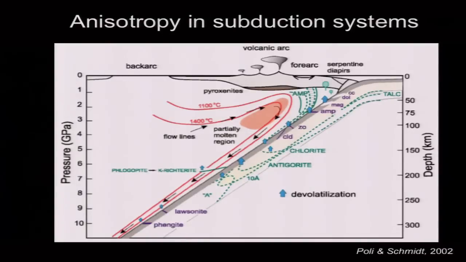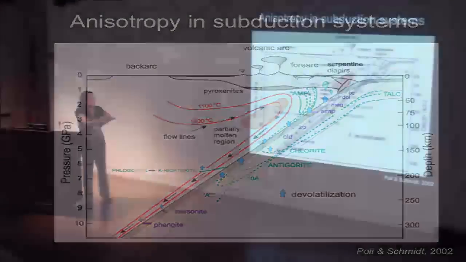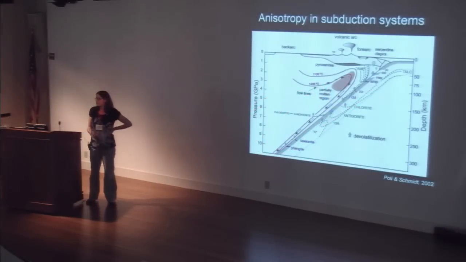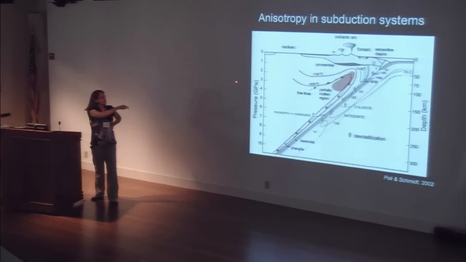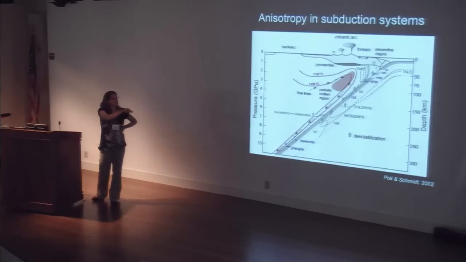This is one that Raj showed in his talk last week, from Poli and Schmidt, a cartoon view of some of the processes operating in the mantle wedge. It encapsulates some relatively simple ideas. You have the slab that goes down, and in terms of mantle flow patterns, you have two-dimensional corner flow. Here you have viscous coupling between the slab and the overlying mantle, and that induces a 2D corner flow in the mantle wedge, so you're bringing in new material to be melted beneath your arc.